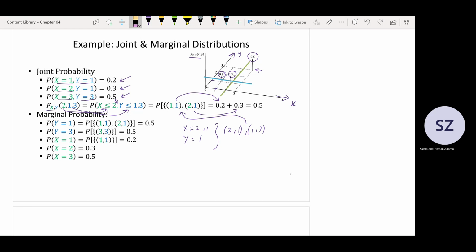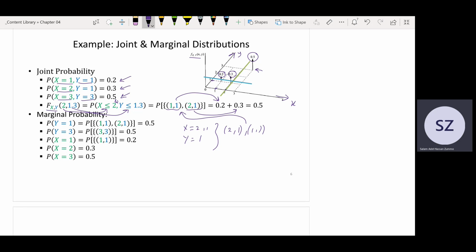Is that clear, guys? This is 1, 1. This is 2, 1. So the probability is the CDF at this ordered pair value, which is 0.1. This is the way you calculate a CDF. So in order to plot the CDF, you need to find this for all values.